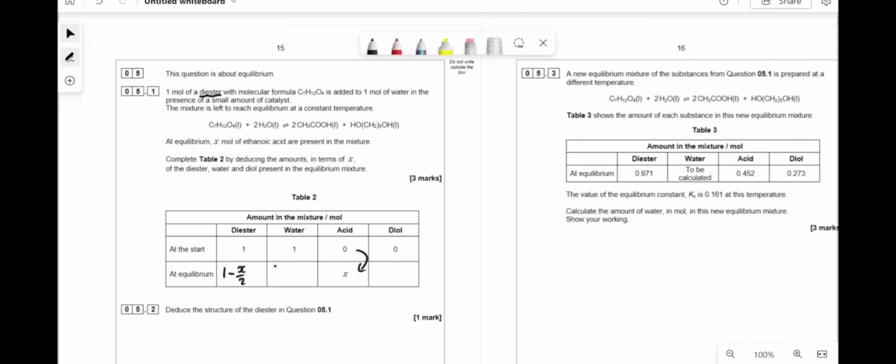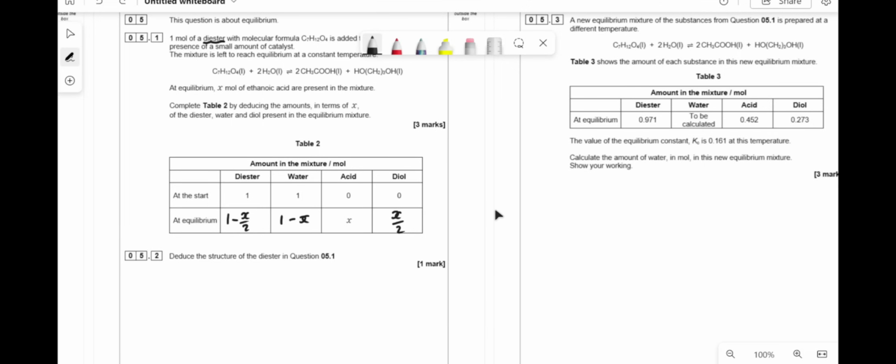Now with water, they're in the same 1-to-1 ratio. So if you made X of this, it has to have fallen by X. So that means it's going to be 1 minus X. And the amount of diol, again, 2-to-1 ratio. So this means this has gone up by X over 2. So it's going to be X over 2. So it's just really important you understand that concept. At equilibrium, if you have this much, that means this much, in proportion to these, is decreased.